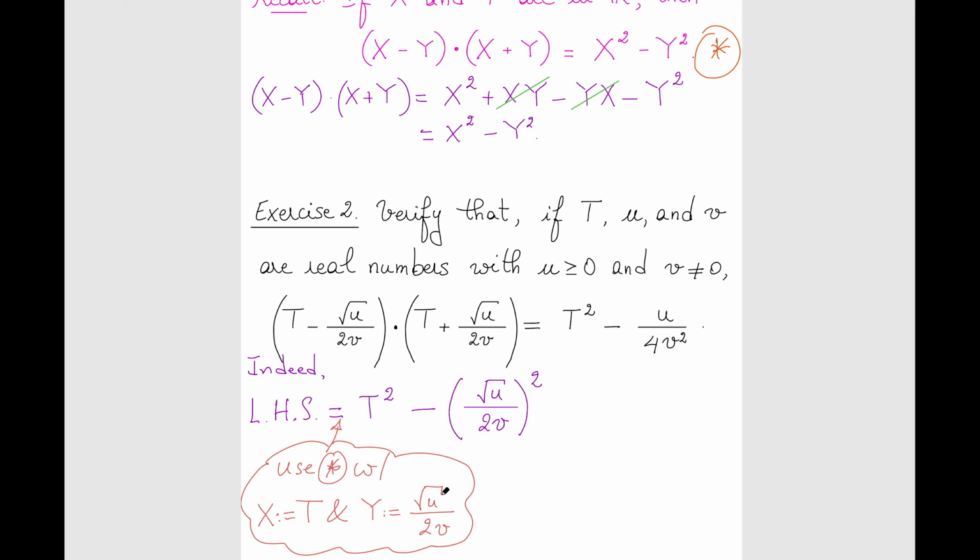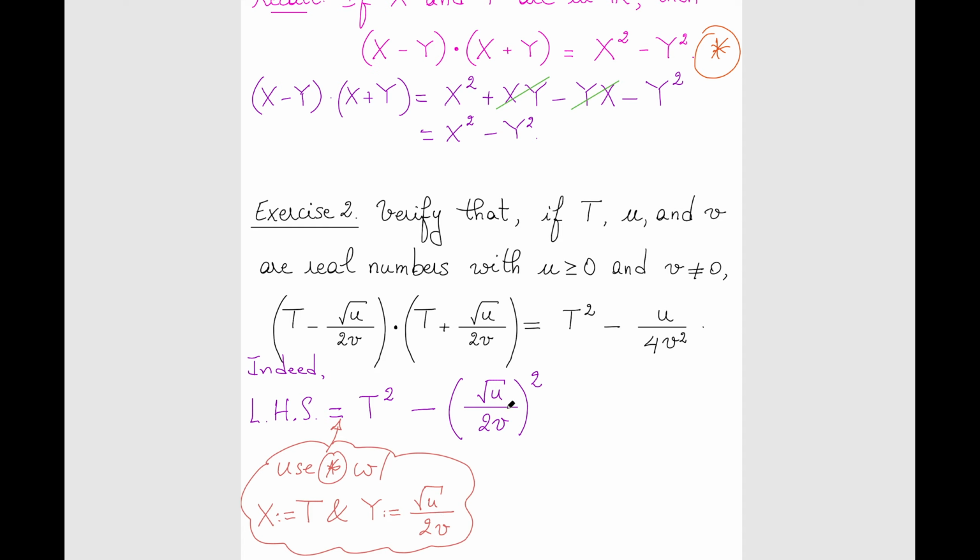Makes sense? One more time. What did we do here? The structure of the left-hand side of this is the same as the structure of the left-hand side of equation asterisk. If you build a dictionary that x is t and y is the square root of u over 2v, then this and this are exactly the same. I'm applying the result asterisk instead of reinventing the wheel, instead of redoing the work. It's the difference between the corresponding squares. So x squared, which means t squared, and y squared, which means that guy squared, right?